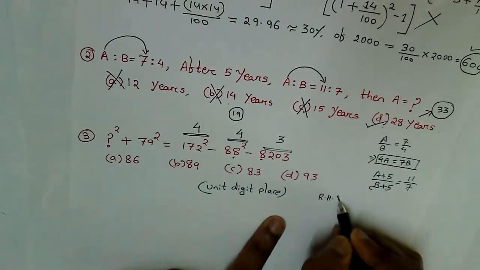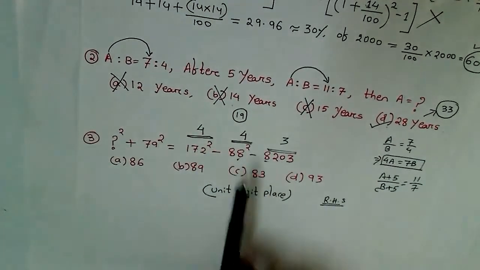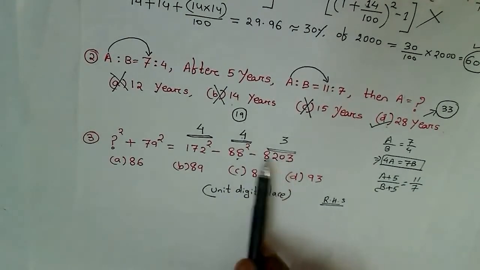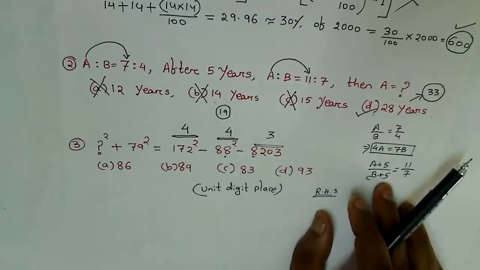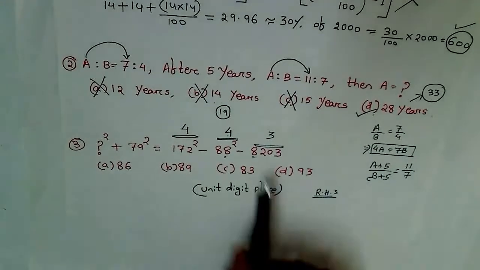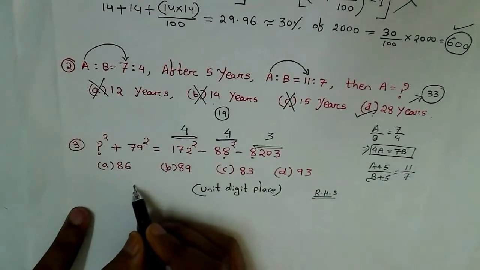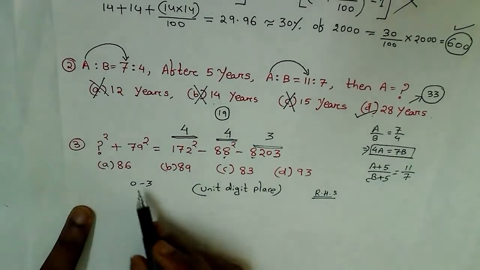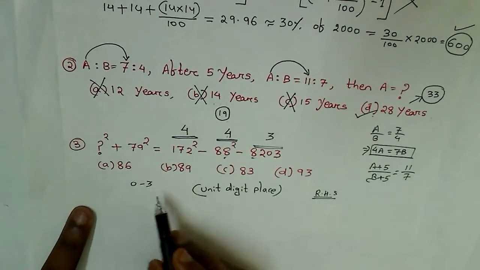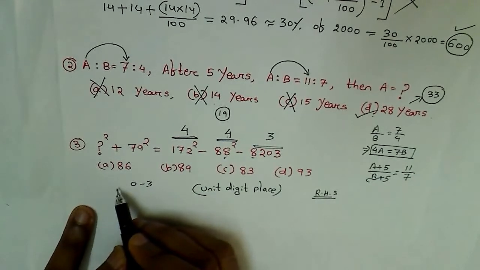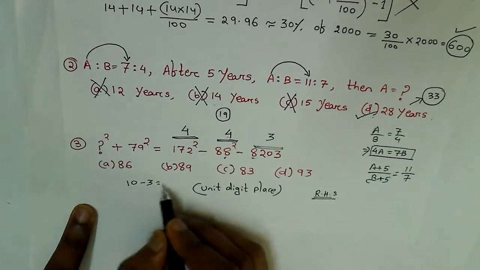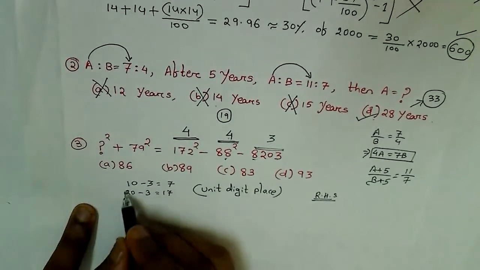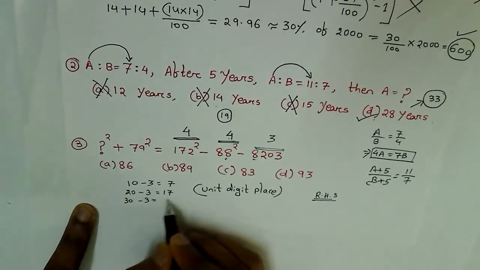In right hand side, what is the unit digit we are getting? 4 minus 4 is 0, minus 3. Okay, so 0 minus 3, don't take it as minus 3. 0 minus 3 means it will be 7. Because here there will definitely be some numbers. Here if we have 1, then the answer will be 7. Here if it is 2, then the answer is 17. Here if it is 3, then the answer is 27.